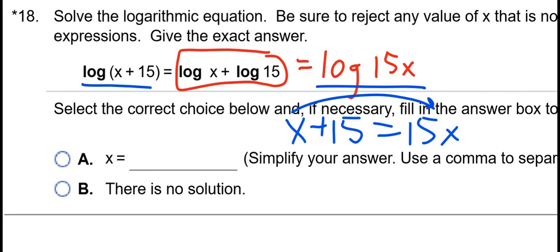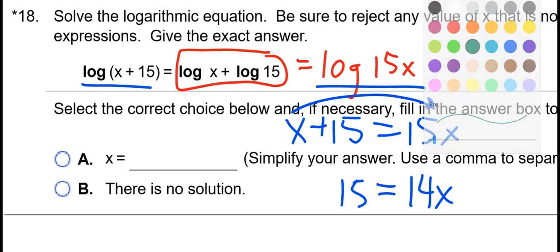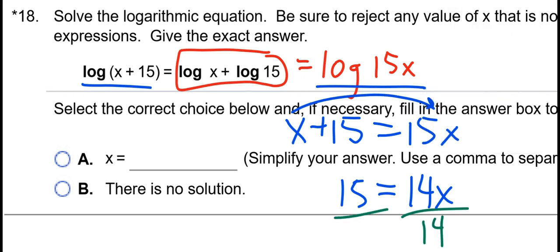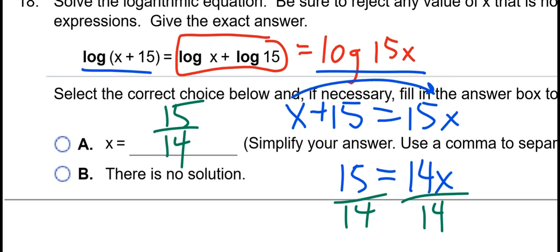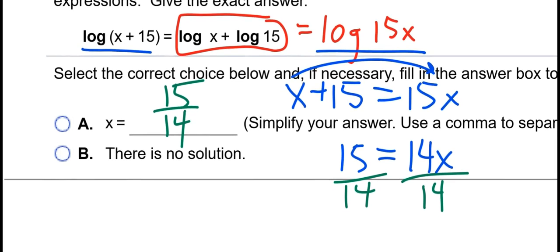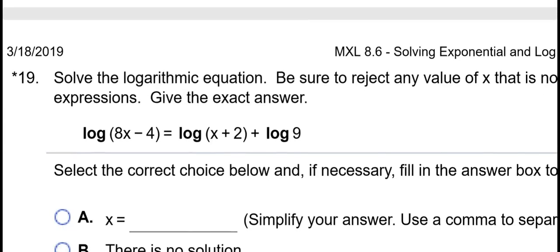Move one of the x's over. That gave me 14x equals 15. Now what? Divide by 14. So, there's my answer, 15 over 14. So we got a single logarithm on the right side, and then compared the arguments, set them equal to each other, and solved. That's a pretty reasonable test question.